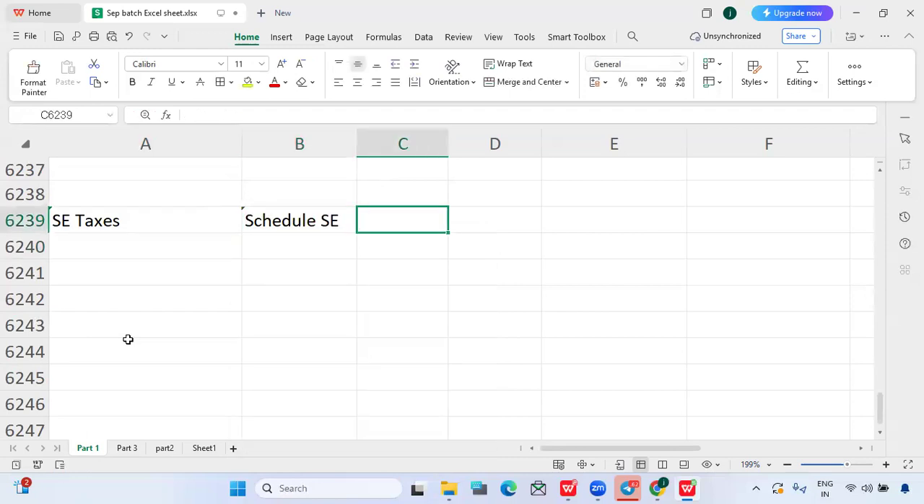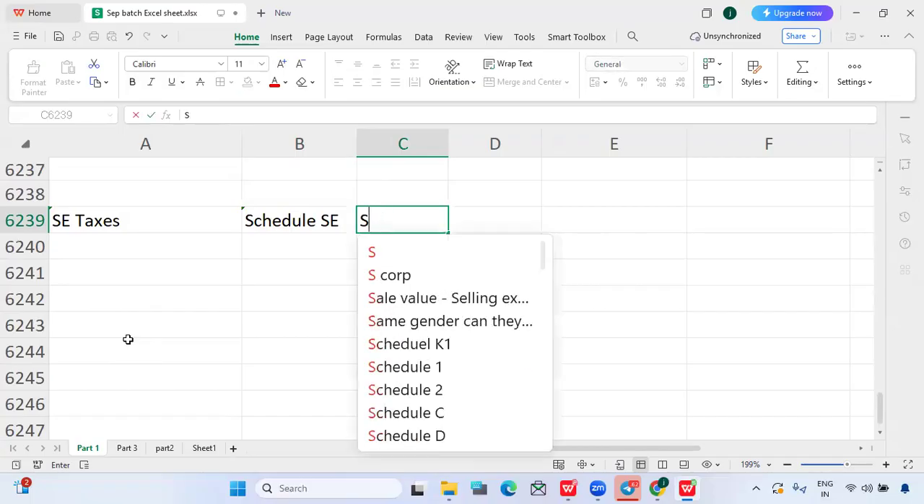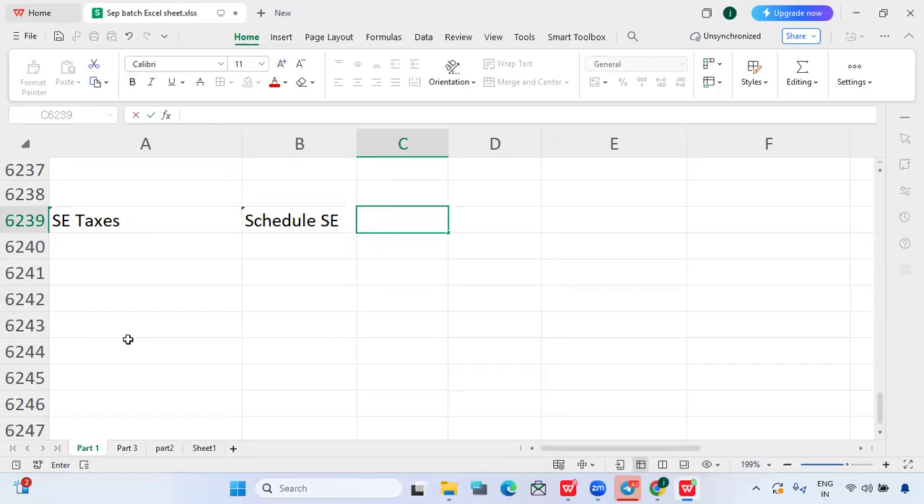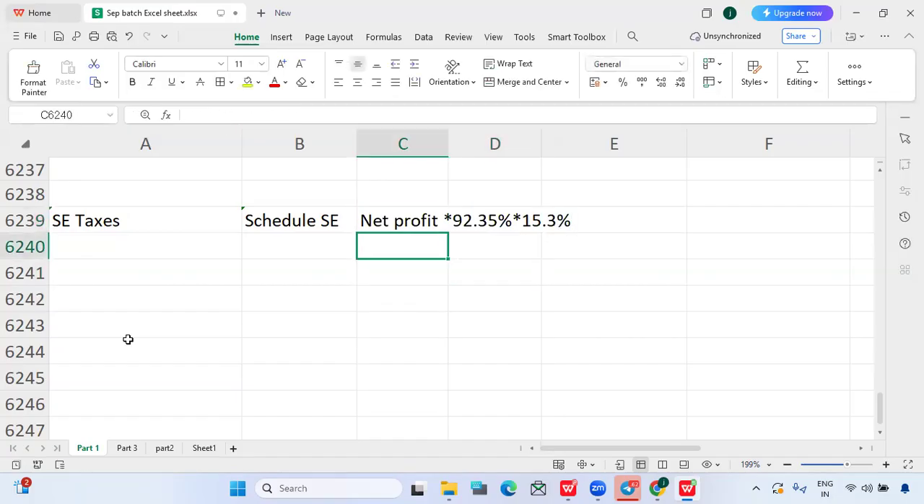And what is the percentage? How to calculate SE taxes? Social Security taxes plus Medicare taxes. On what? Net profit. Net profit multiplied by 92.35 percentage into 15.3%. If the net profit is more than or equal to $400, then we have to pay SE taxes.